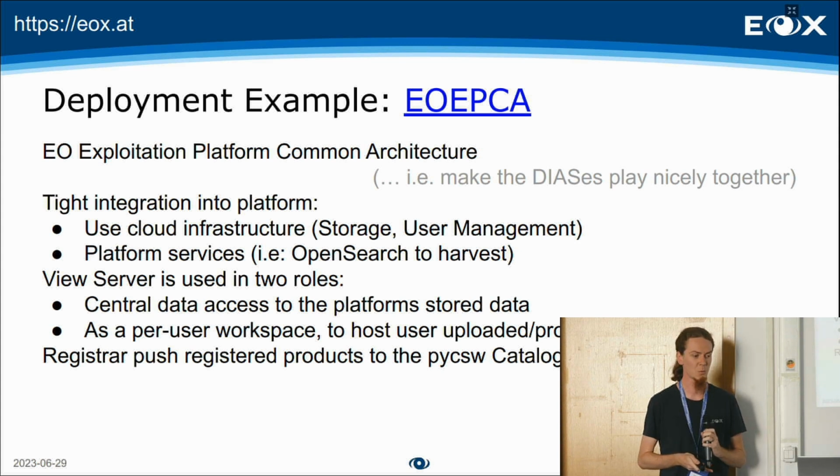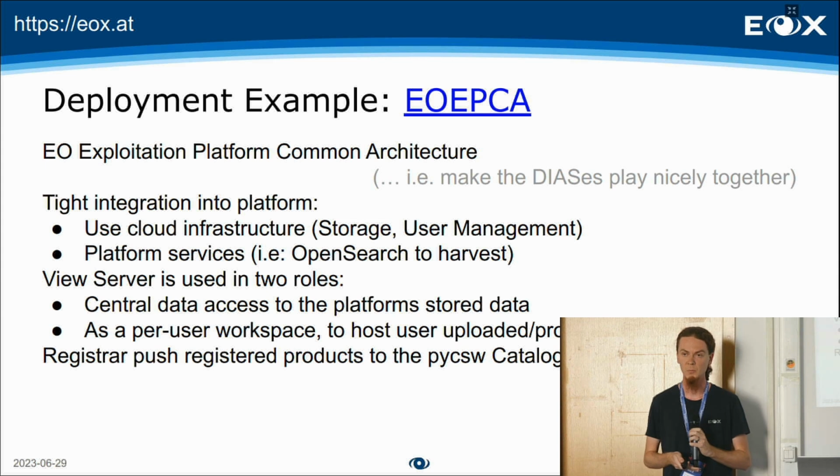The second example is an Earth observation exploitation platform, common architecture, where all parts of the View Server system are used, and it's kind of the reference usage where WMS, WMTS, WCS, and so on is used, and it's simply a central part of the data access system.